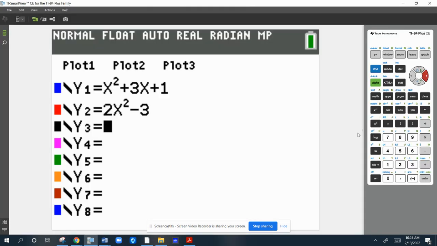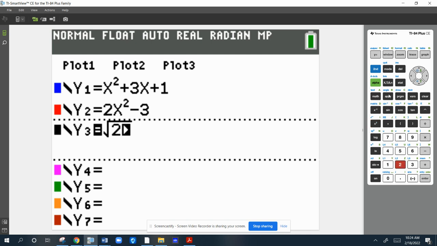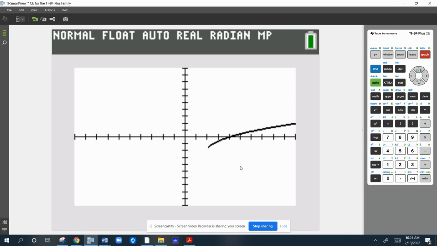So the root of 2x minus 4, then scroll out of the square root, plus 3, and then the 5 on the other side I'm going to bring over, make it minus 5. I'm going to graph it. So you can see that it goes through 1, 2, 3, 4. So the answer should be 4, it looks like.